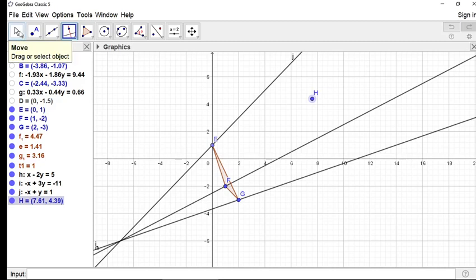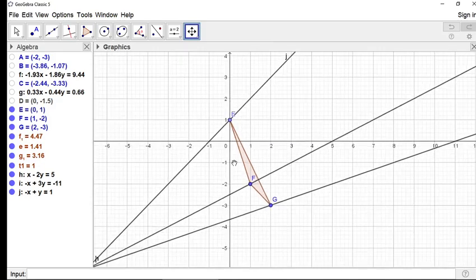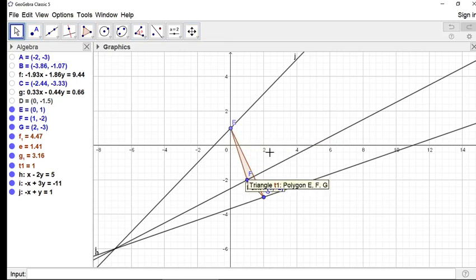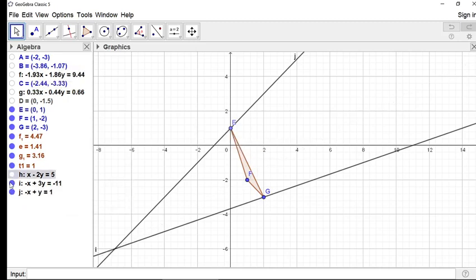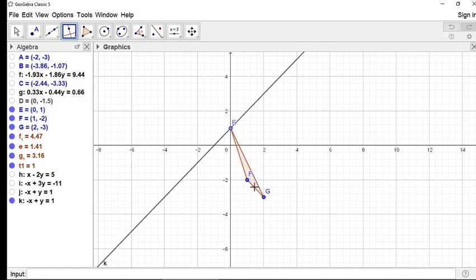Okay, dear students, you may not believe that fact, but I will show it with the help of GeoGebra. Look here, I have drawn the triangle. The first coordinates are 0 comma 1, the second 1 comma minus 2, and the third 2 comma minus 3, as given in the question. Now I have drawn the perpendiculars from E to the opposite line, from F to this line, and from G to that line.